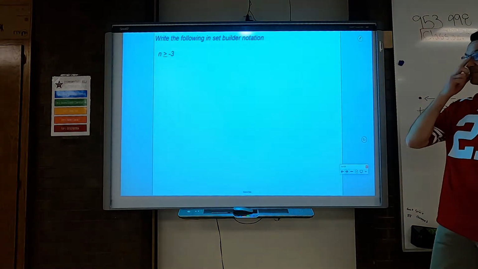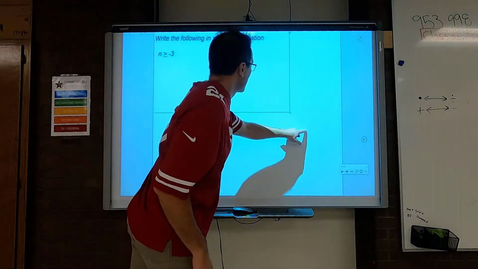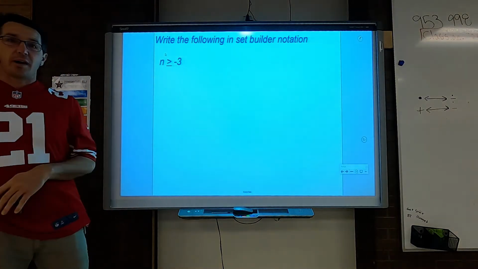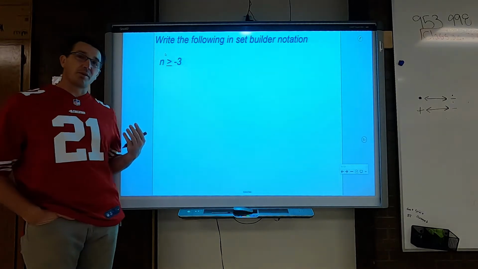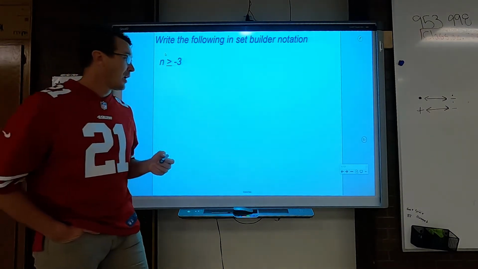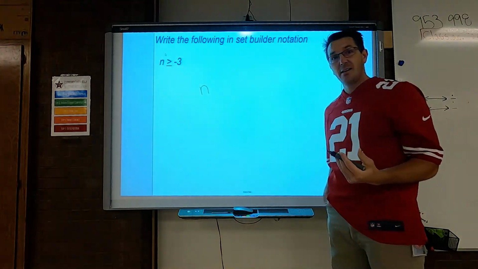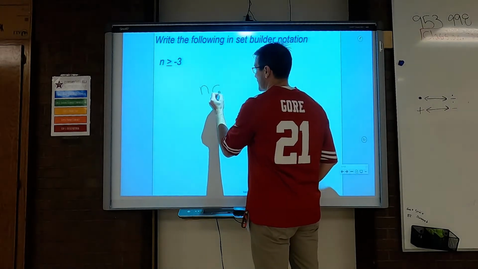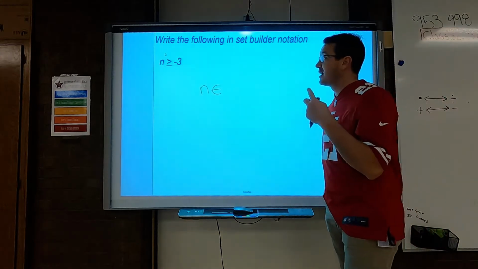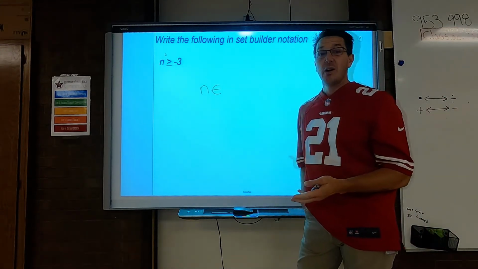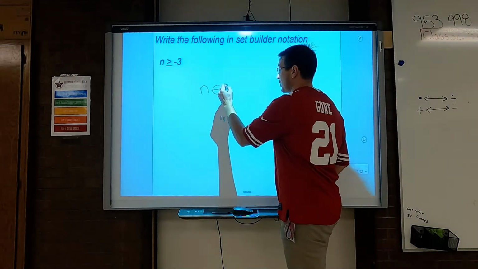So now that we know that, how do we put something in set builder notation? Here is my inequality: N is greater than or equal to -3. Again, it seems really hard, but set builder notation actually is the easiest thing in the world. All we're going to do is start off with our variable. Whatever our variable is, that goes first. N. And then N is an element. Well, let's look at this inequality. N is greater than or equal to -3. So N is any number greater than or equal to -3.